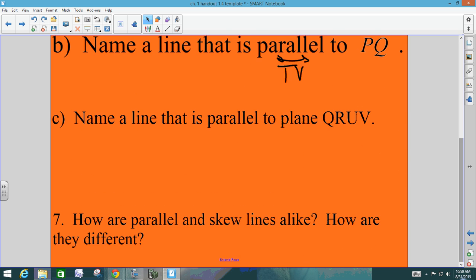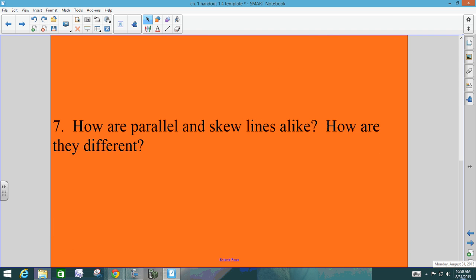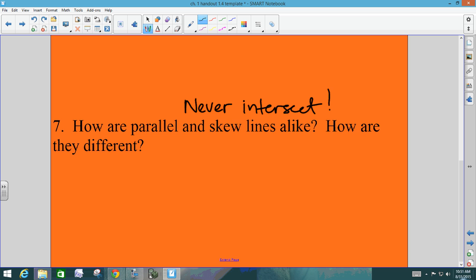Number 7. How are parallel and skew lines alike? What makes them similar? Sarah? Well, yeah, what else? Morgan? Good, they never intersect. Parallel lines never intersect, skew lines never intersect. That's what makes them alike.